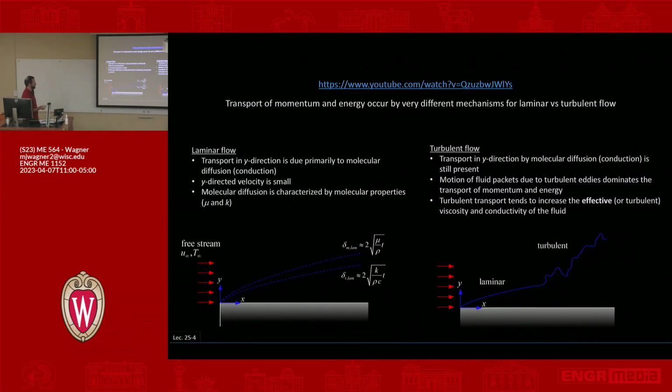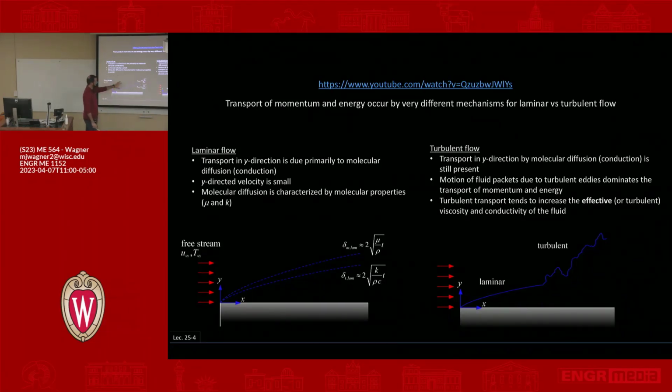The diffusion is characterized by molecular properties, right? This is really important. So the molecular diffusion, the processes that are driving the boundary layer growth, are characterized by mu and k, right? These are incompressible flows, so rho is not changing. We'll normally assume specific heat's relatively constant. So the only thing that's driving this is mu and k.